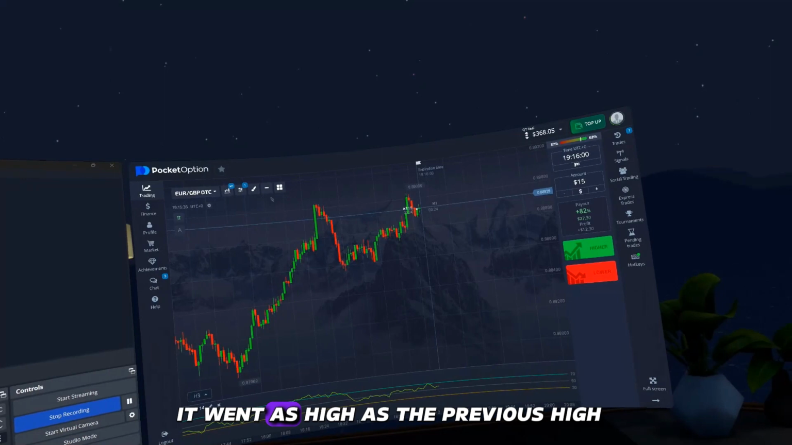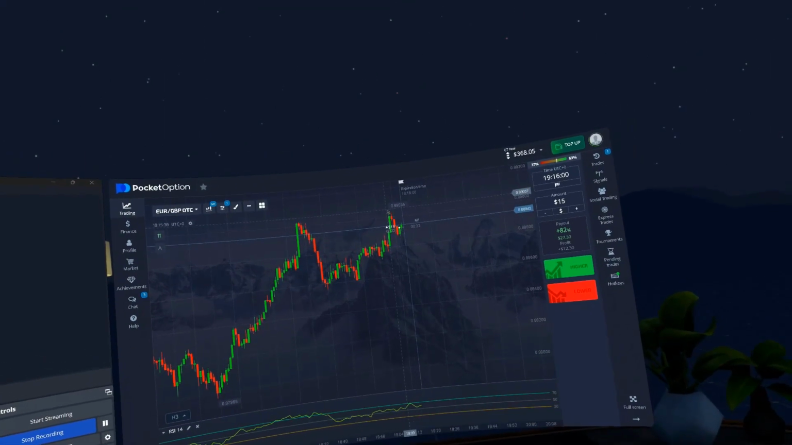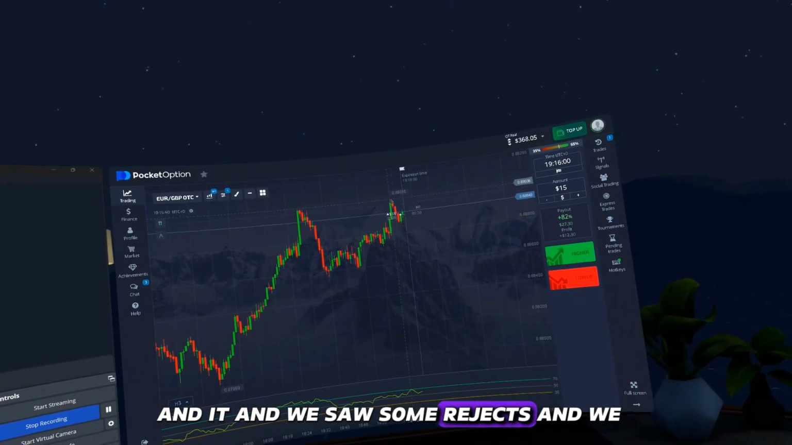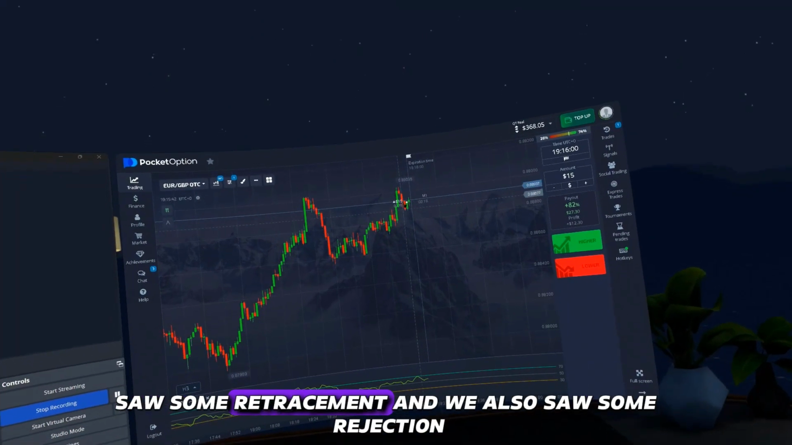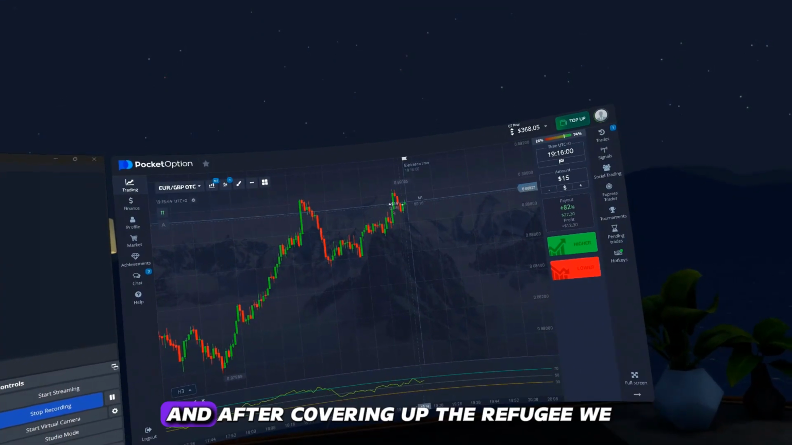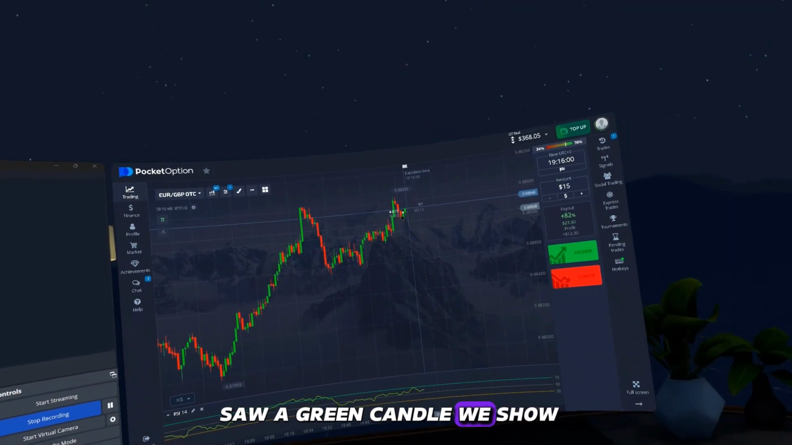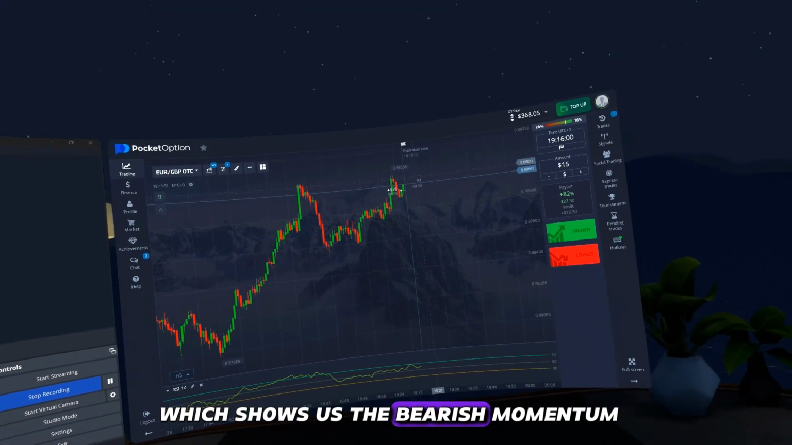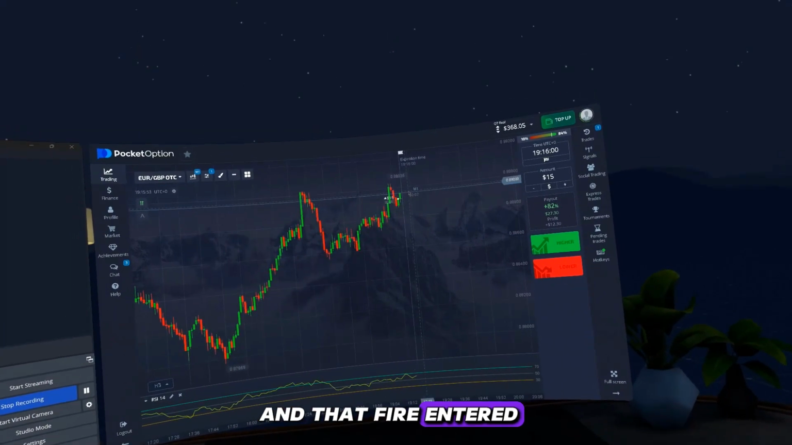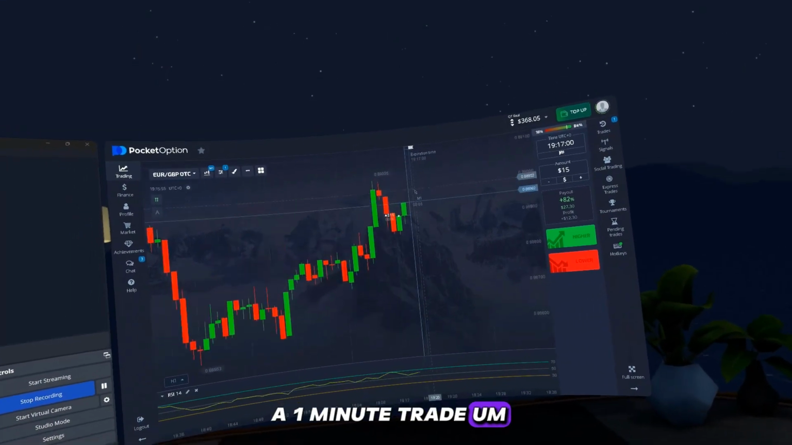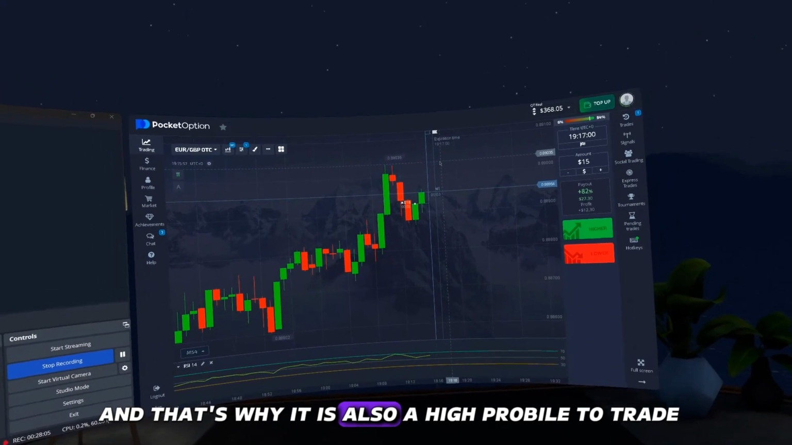And after that, the market went kind of a little bit sideways, and after that, it went as high as the previous high, and we saw some rejection, and we saw some retracement, and we also saw some rejection. And after covering up the FVG, we saw a green candle, which shows us the bearish momentum, and that's why I entered a 1 minute trade, and that's why it is also a high probability trade.